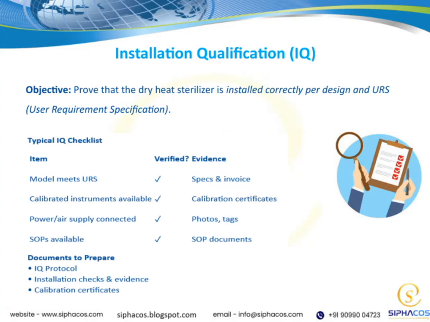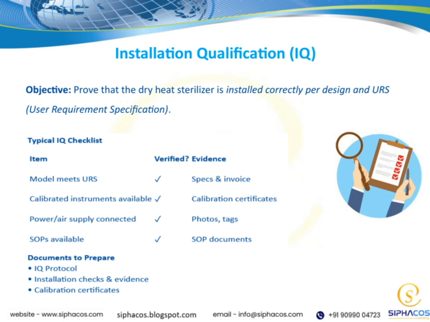Now, let's move on to installation qualification, or IQ for short. The main goal here is to demonstrate that the dry heat sterilizer has been installed correctly, in accordance with the original design and the user requirement specification, which we often refer to as the URS. Essentially, we want to verify that everything is in its proper place and configured properly before we move forward. This step is crucial because proper installation lays the foundation for everything that follows, including validation and ongoing operation.